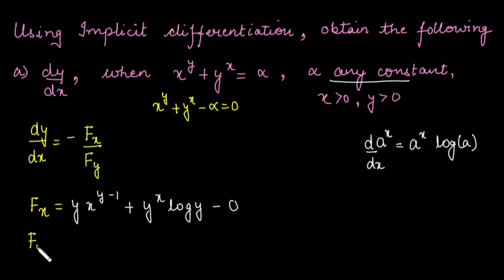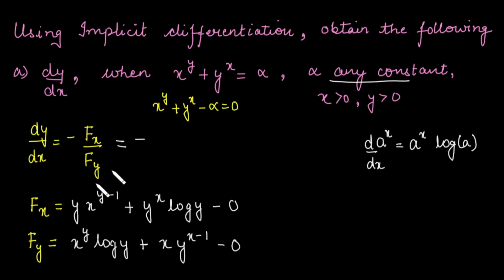Similarly, calculate the partial derivative of the function with respect to y. It means we will take x as a constant. In this case, with x as a constant, we can use this formula for the first term to evaluate the derivative with respect to y. That is x raised to power y log of x, plus the derivative of y raised to power x, where x is a constant, that is x into y raised to power x minus 1. Now the derivative of alpha with respect to y is 0. So we have the derivative of the function with respect to x and y equal to this. Substitute these values.